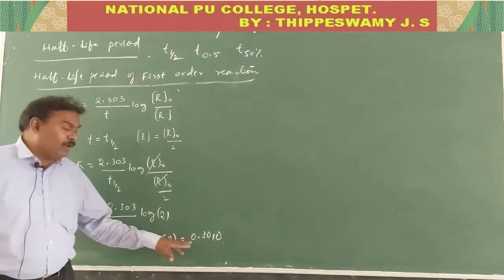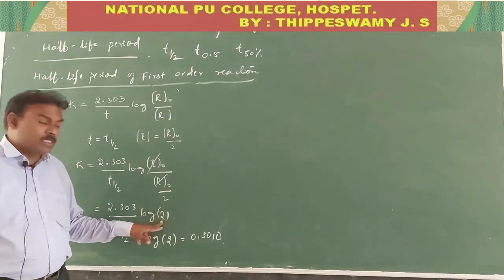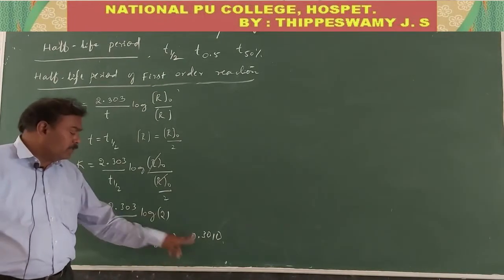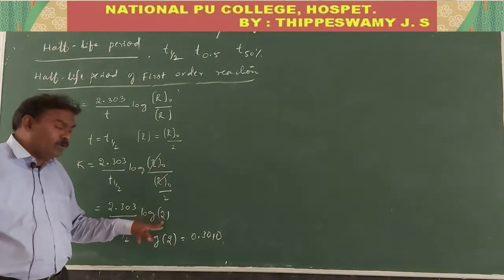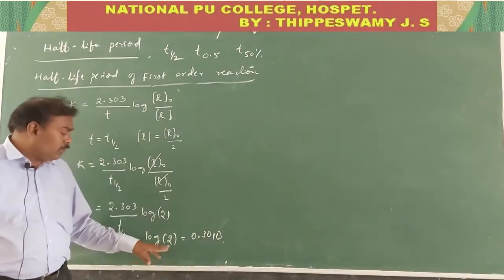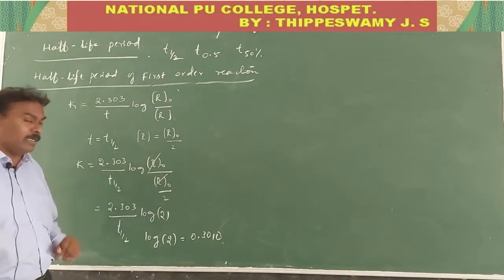How do we get the value of log 2? The characteristic is 0, because it is only one digit. If the digit is 1, its characteristic will be 0 only. Then 0 point. You see the logarithm values table, 20 under 0, you are getting 3010. So what is the value of log 2? 0.3010 is correct. Substitute this value here.